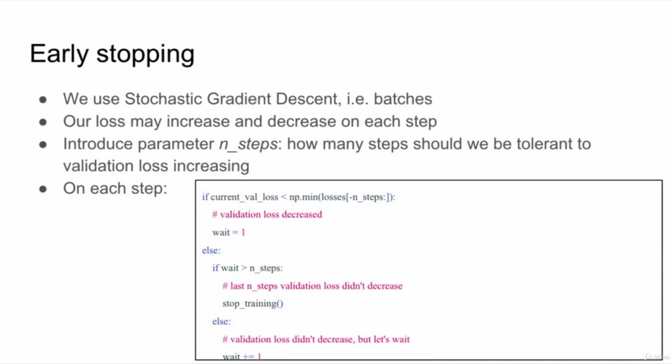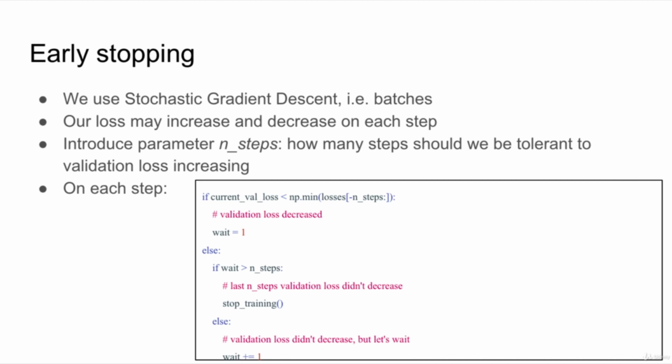It is important to say that since we use batch gradient descent, at each iteration our loss can decrease or increase. This is a normal thing that you will always see while training. That is why we need to introduce the parameter n steps. It means how many steps we should be tolerant to validation loss increasing. In other words, how many iterations we should wait while the loss is not decreasing.